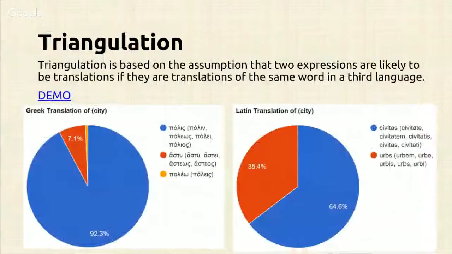The next one, please. Yeah, then we used triangulation. Triangulation means we have Greek-English and English-Latin alignments. In this case we match between the Greek and Latin using the English. For example, the word city is aligned to the Greek word polis and to the Latin word civitas. So we can say that polis and civitas are translations of each other.